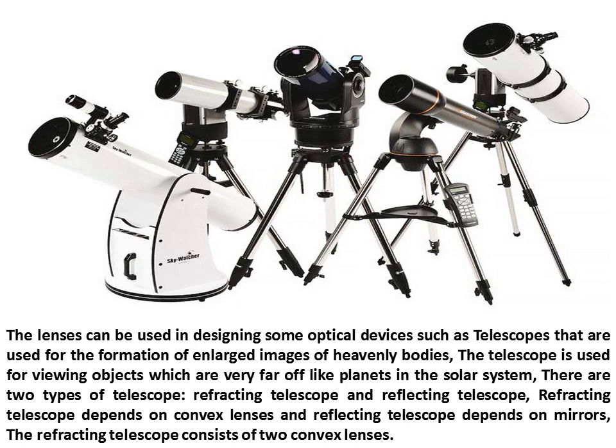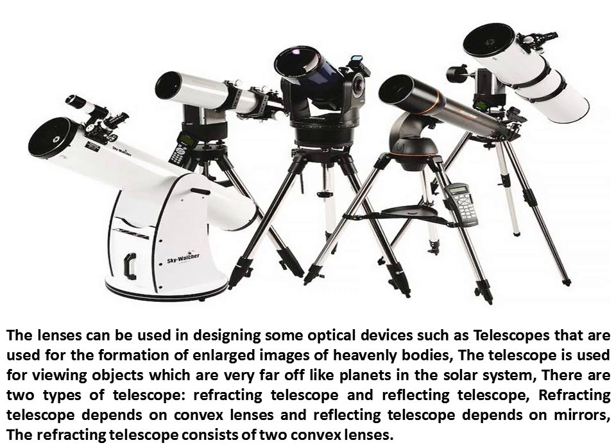The lenses can be used in designing some optical devices such as telescopes that are used for the formation of enlarged images of heavenly bodies. The telescope is used for viewing objects which are very far off like planets in the solar system. There are two types of telescope, refracting telescope and reflecting telescope. Refracting telescope depends on convex lenses and reflecting telescope depends on mirrors.